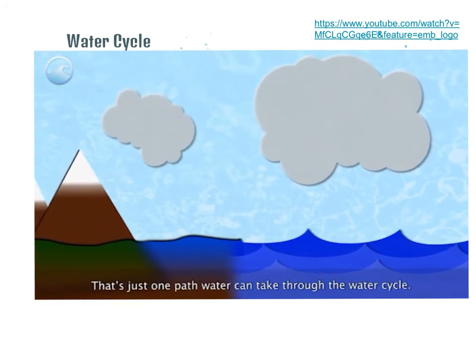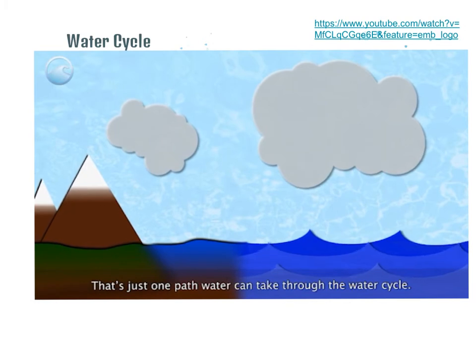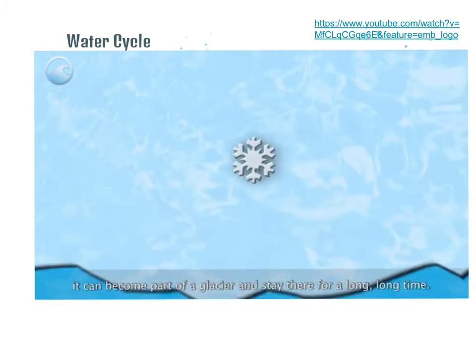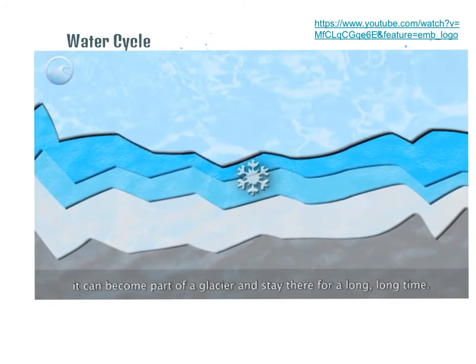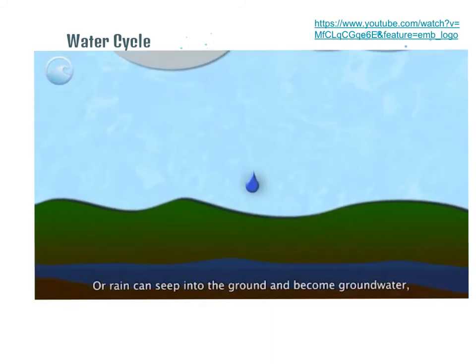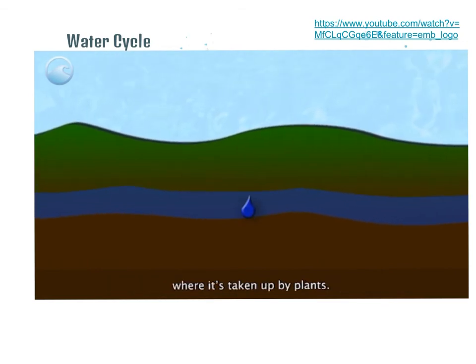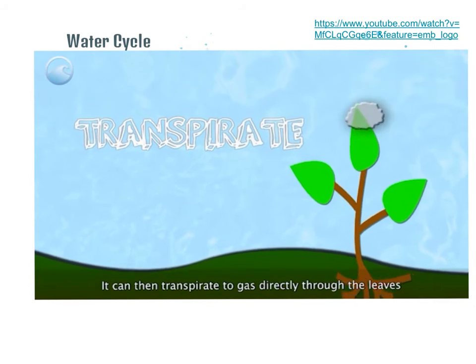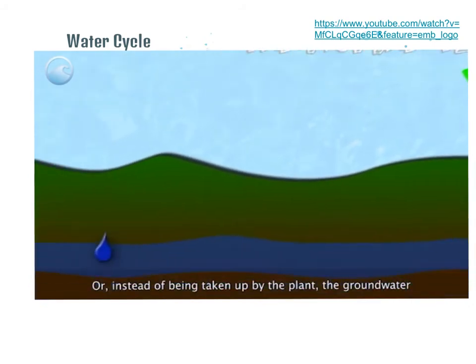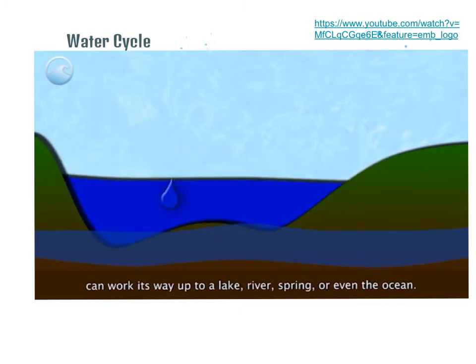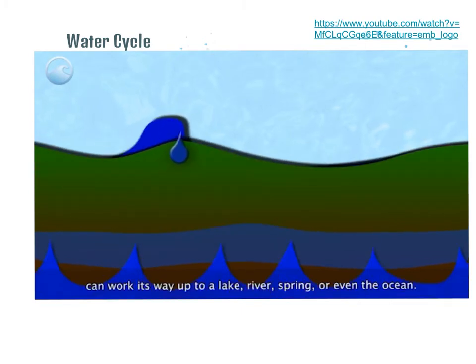That's just one path water can take through the water cycle. Instead of snow melting and running off into a river, it can become a part of a glacier and stay there for a long, long time. Or rain can seep into the ground and become groundwater, where it's taken up by plants. It can then transpire to gas directly through the leaves and return to the atmosphere. Or instead of being taken up by the plant, the groundwater can work its way up to a lake, river, spring, or even the ocean.